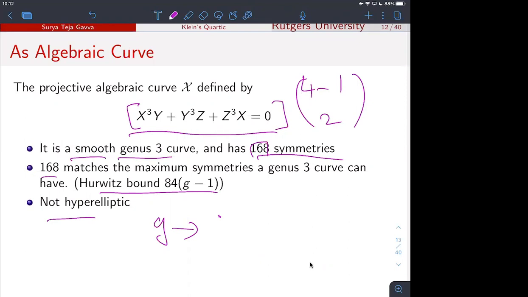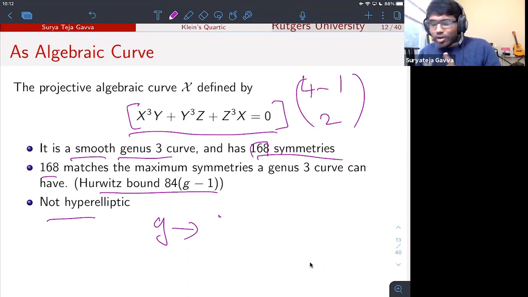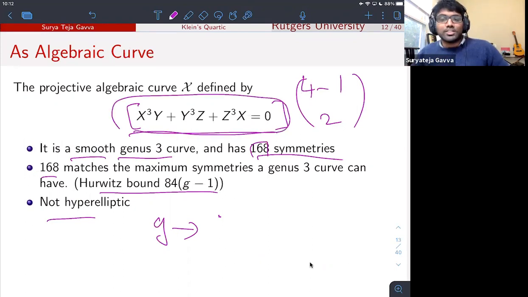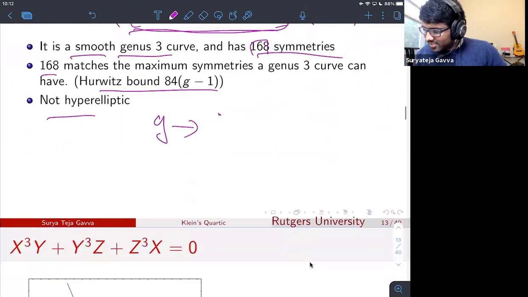Okay, so any questions about this? From looking at the representation theory, we somehow found a polynomial which has all the symmetries of the Klein quartic, and we can explicitly compute. So for instance, I'm claiming that they're smooth and genus 3. These features were easy from the other perspective, but now we have to do some computation. So how do you show that it is smooth?